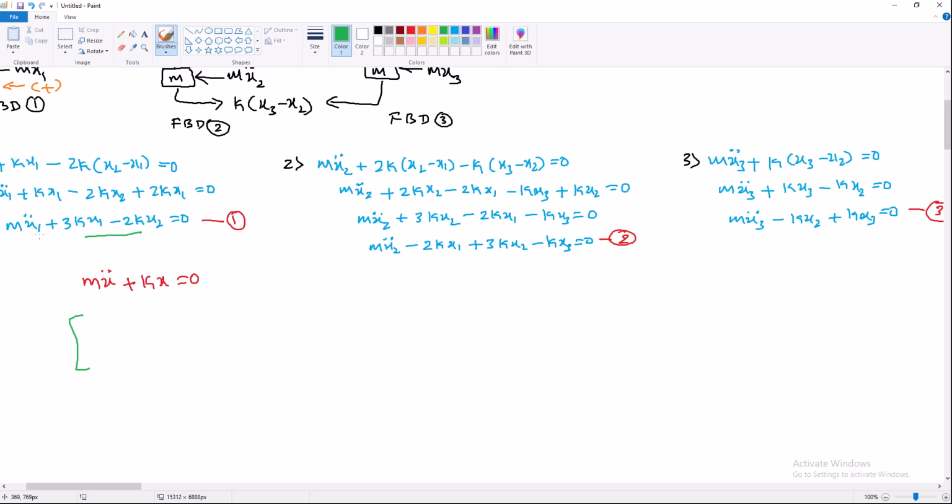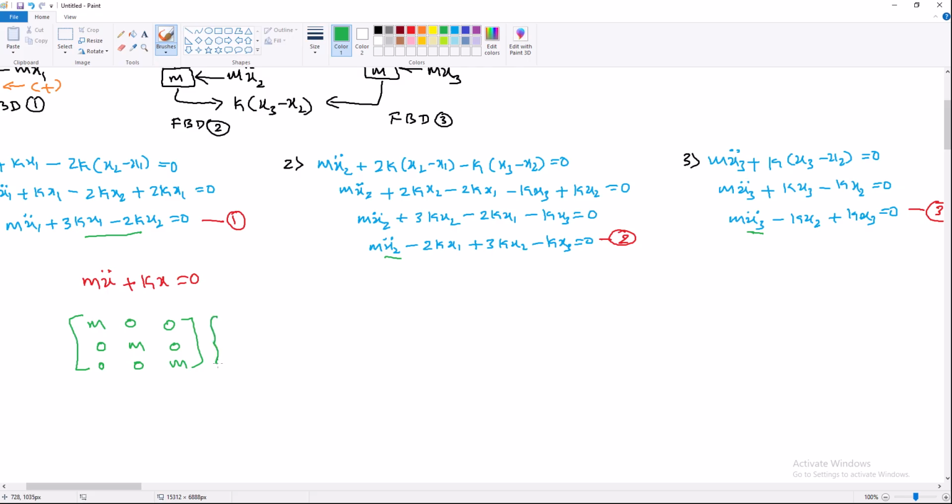X1 is associated with m, so I will write m here. In this first equation I do not have m x2, so it will not be there. m x3 is also not there in the first equation. Again, in the second equation I have x2, so for x1 it is 0 and here it is m and here it is 0. Again, in the third equation I have x3, so for x1 it is 0, for x2 it is 0 and for x3 I have m. This is the mass matrix, right.